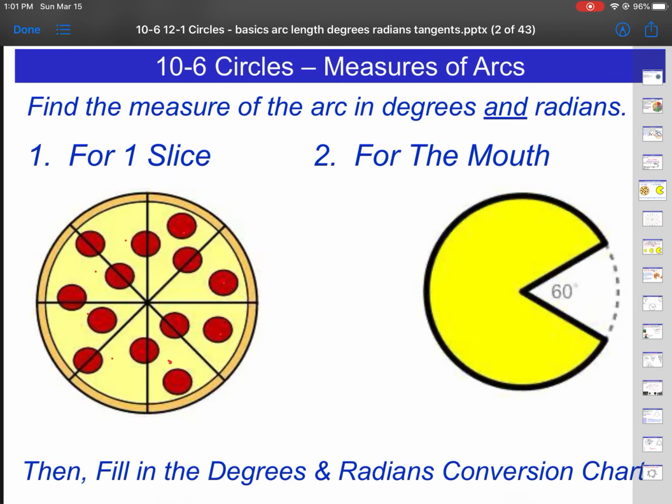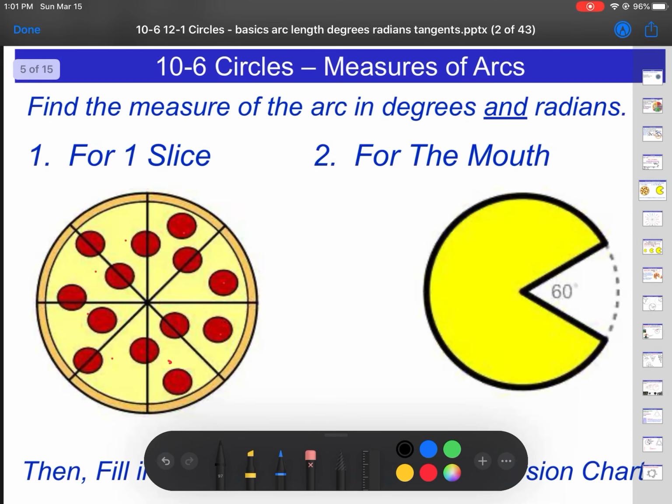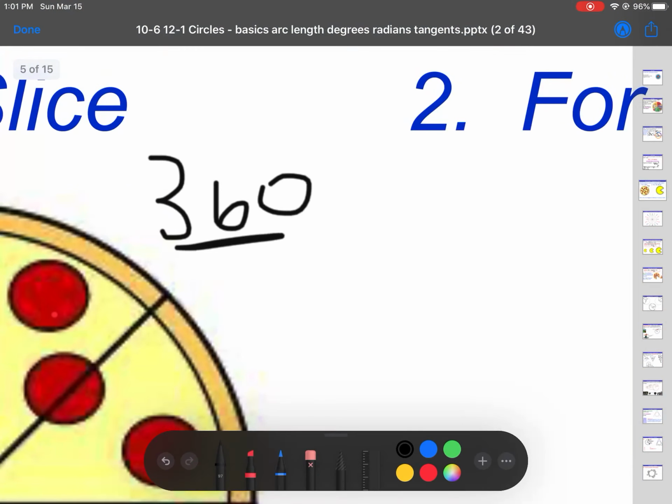All right, so circles and measures of arcs. So again, we're talking about this. Let me just highlight it right here, this arc right here. So for one slice, well, how many pieces? 1, 2, 3, 4. So there's 8 pieces. So we can just do 360, let me zoom in a little, divided by 8 to get 45.